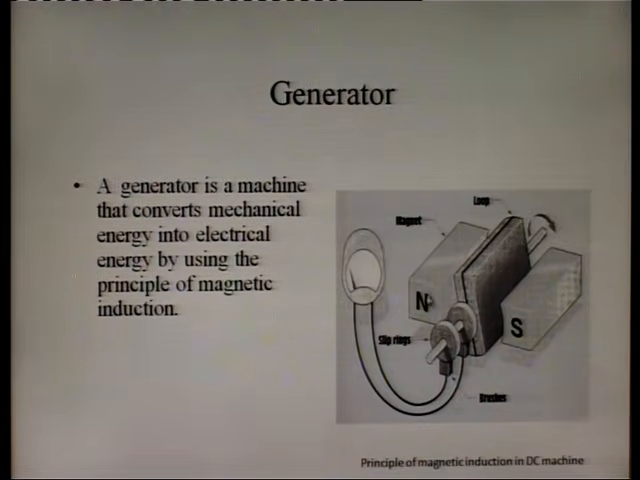Magnetic lines of force, that is magnetic flux, will flow from north to south magnet, and when this elementary coil cuts the magnetic flux, an EMF will be induced in this elementary coil. Brushes are the sliding contact. These brushes are used to collect the current from this rotating elementary coil.